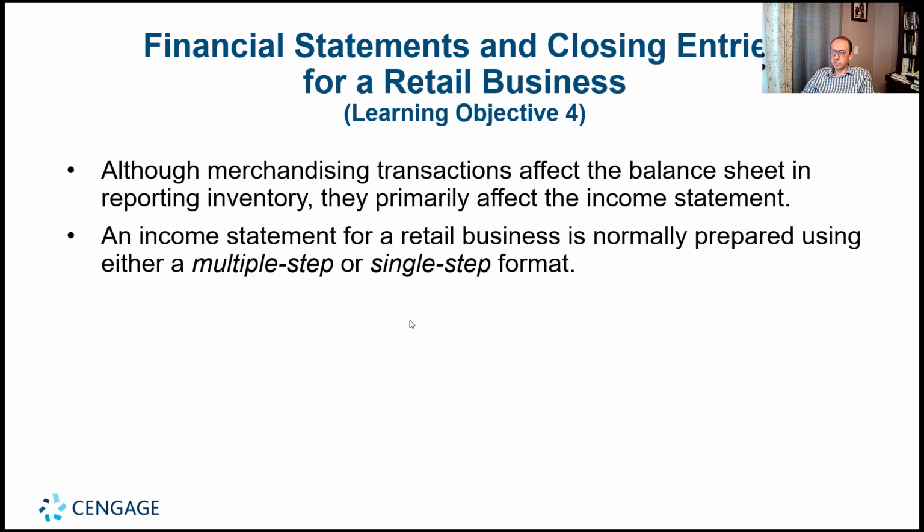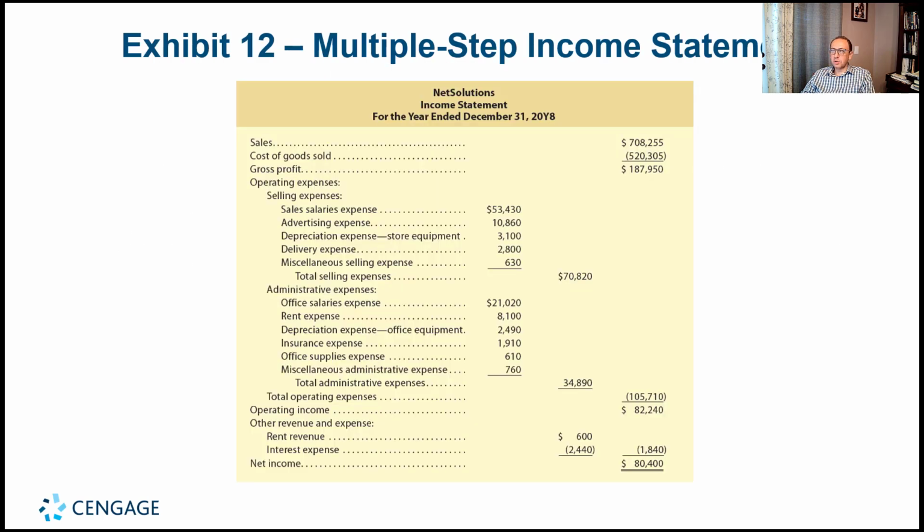What we've seen before was the single step, where things were very simple. We just list the revenues, list the expenses, and that's it. Now we're going to see the multiple step. It has different stages that we have to follow. So here's an example of an income statement that's prepared based on the multiple step format.